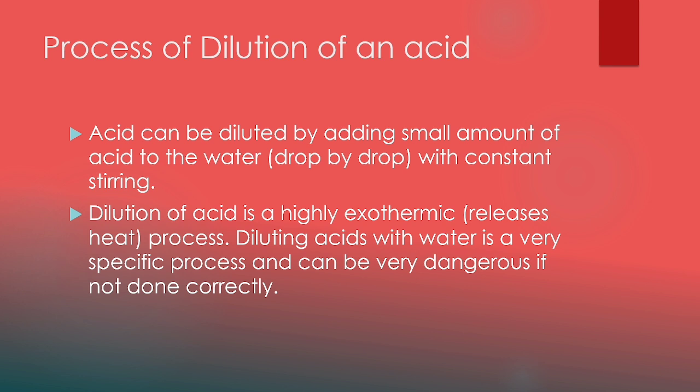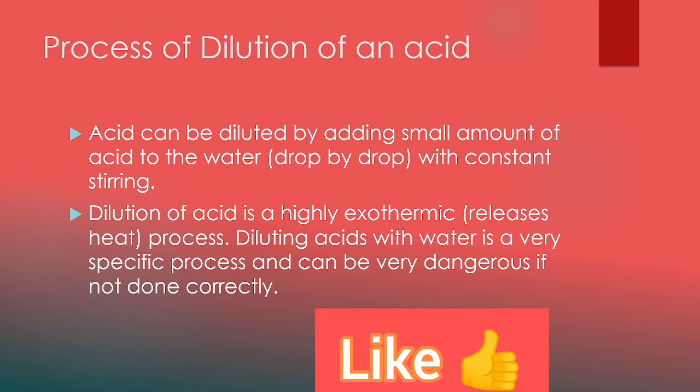Such an acid is called a dilute acid. Once you are diluting an acid, you can follow a procedure: acids can be diluted by adding a small amount of acid to water drop by drop with constant stirring, because it is a highly exothermic reaction. If you add water to the acid, it will create a lot of heat and blasting can occur. It is very dangerous. So dilution of acid is highly exothermic. Diluting acid with water is a very specific process, and it is dangerous if it is not done correctly. So keep in mind, acid should be added drop by drop to water with constant stirring. This is a very important question.